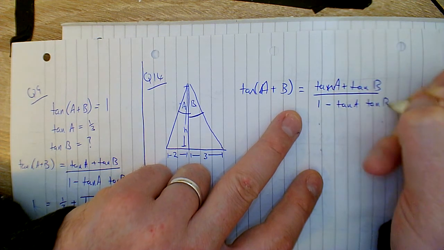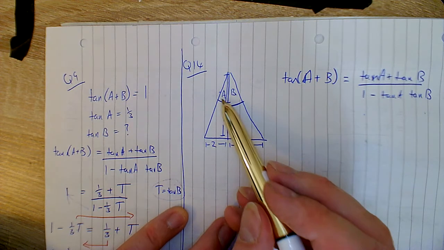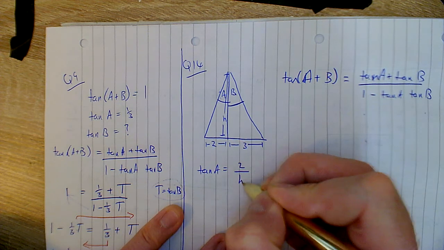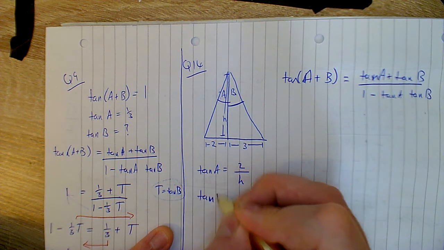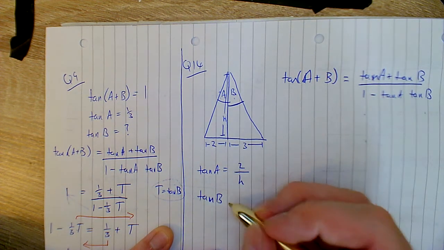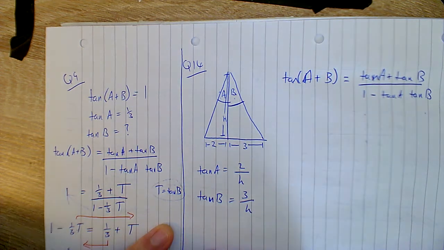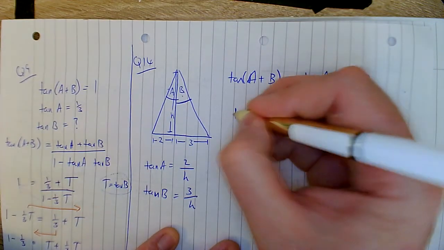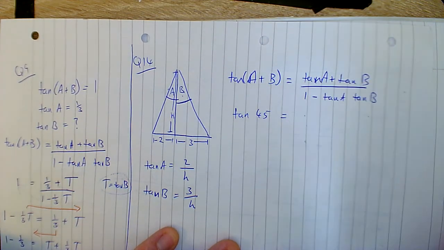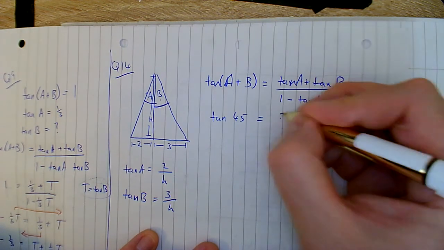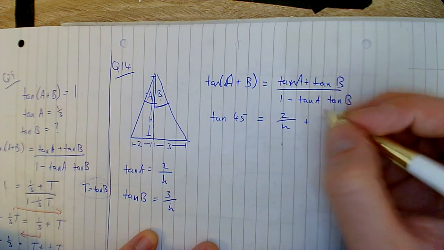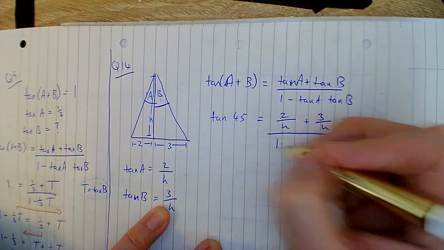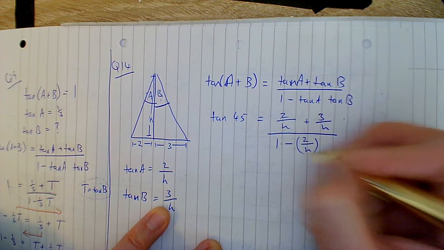Now if you come to this diagram here and have a look at it, the tan of A is opposite over adjacent, 2 over h, and the tan of B is 3 over h. So plugging that in up here, we know the tan of A plus B, that's tan of 45, because they told you that in the question, equals tan A is 2 over h, plus tan B is 3 over h, divided by 1 minus 2 over h, multiplied by 3 over h.